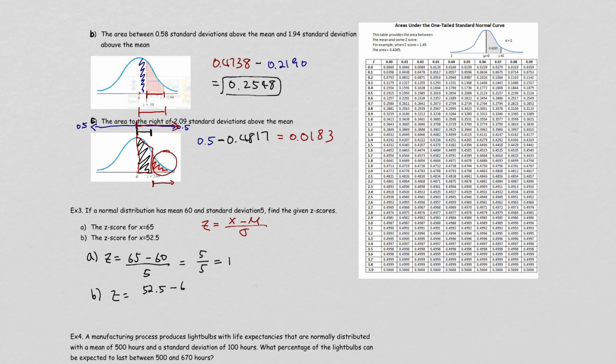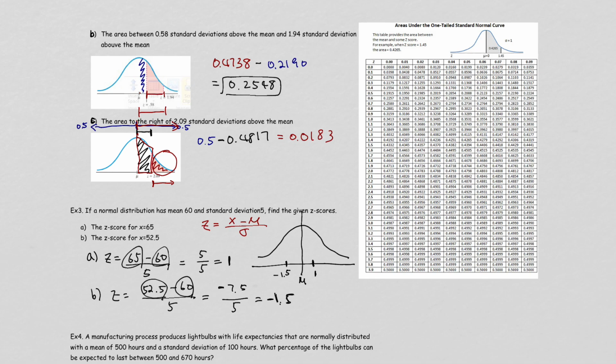52.5 minus the mean, over the standard deviation. This gives me negative 7.5 over 5, which is going to be negative 1.5. If you have a z-score of 1 or a z-score of negative 1.5, when you're graphing it in normal distributions, you can tell a positive number is going to be on the right side of your mean, and a negative number is going to be on the left side of your mean, right? And you can tell it's smaller than the mean or larger than the mean, right?